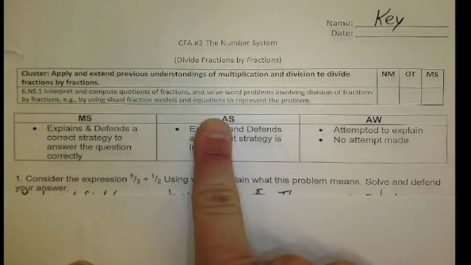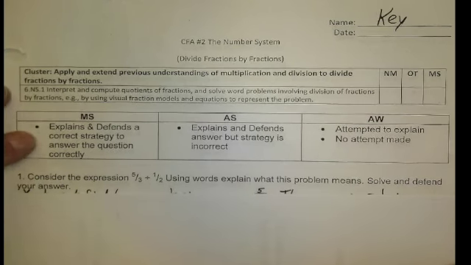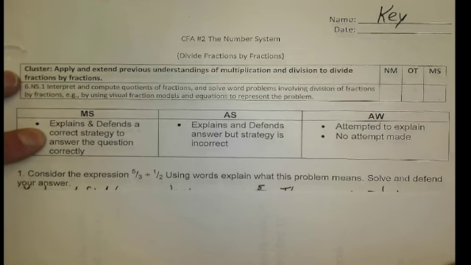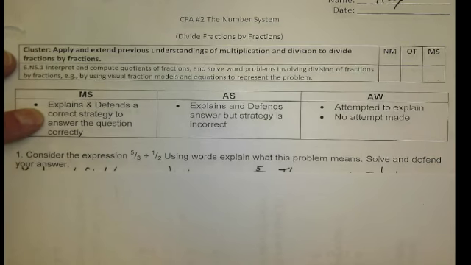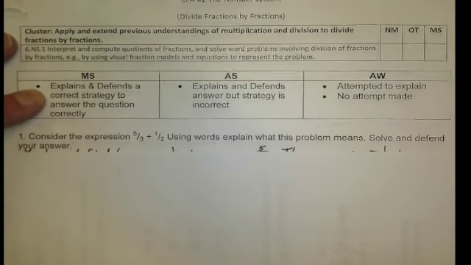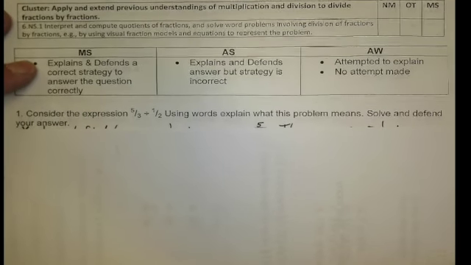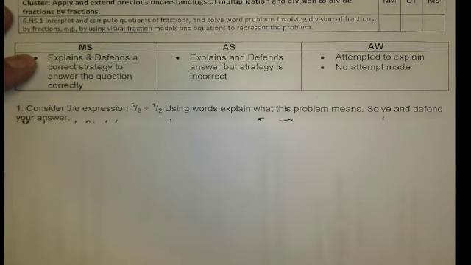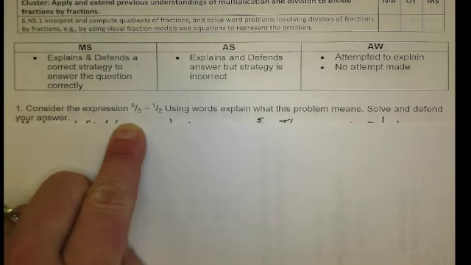I don't even really do this one or this one here. So I'm looking for, can you explain and defend a correct strategy to answer the question correctly? The question says, consider the expression 5/3 divided by 1/2. Using words, explain what this problem means, solve, and defend your answer. So basically, we're looking at 5/3 and you're dividing it by 1/2. So the question you're asking is how many 1/2s are in 5/3.